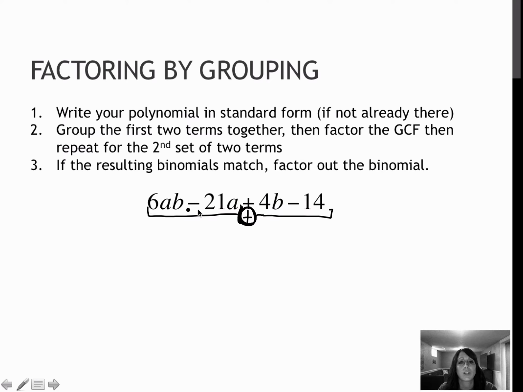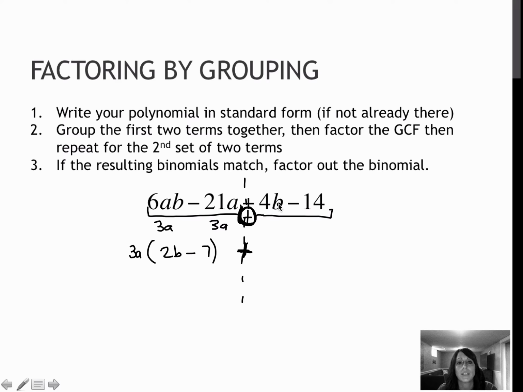When I factor a common term out of 6ab and 21a, it looks like I can take out a 3a on both of those terms. So I'm going to rewrite that first grouping as 3a, and then if I divide, I get 2b minus 7. So again, I've sort of split it right here, and I've grouped this into 3a and then 2b minus 7. This is still a plus.